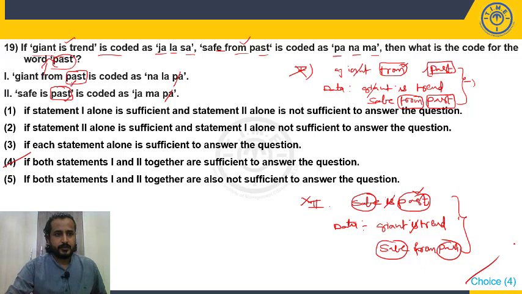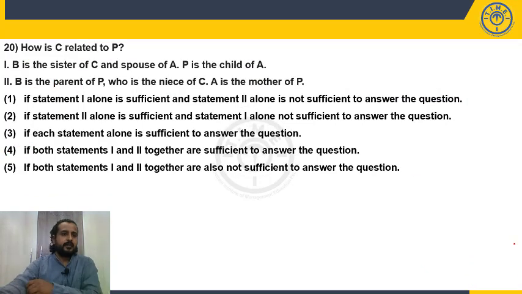Fine? Now question number 20. How is C related to P? Okay, blood relations set. Coding, decoding, blood relations. These questions are doable questions in data sufficiency in less time. Okay. So choices remain the same.